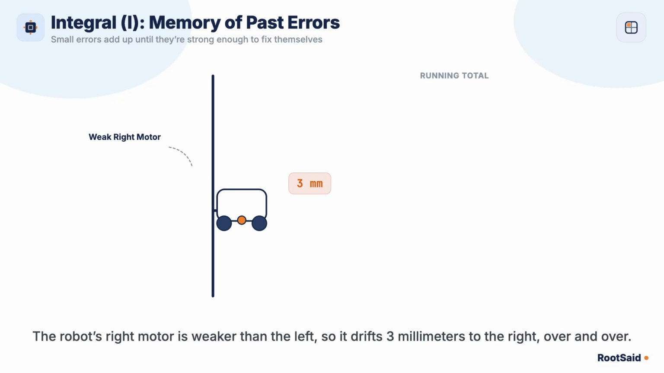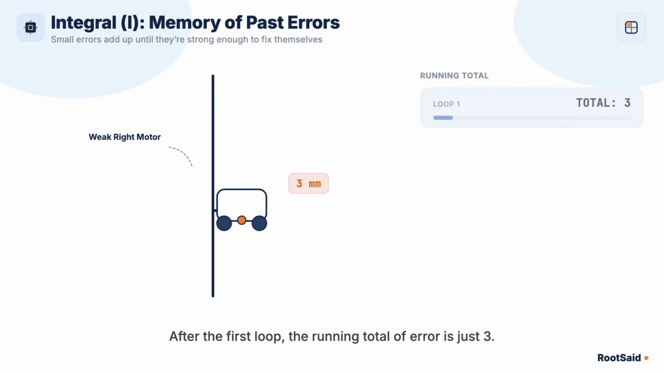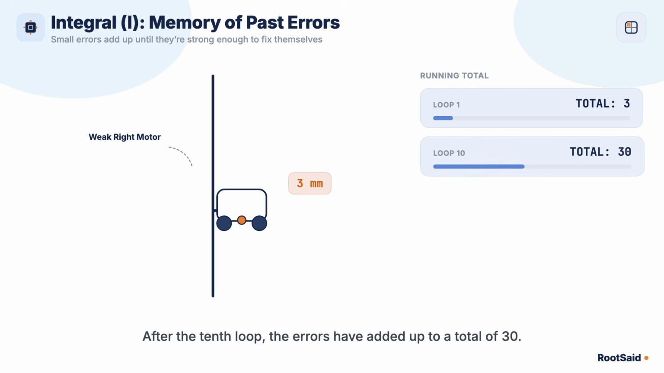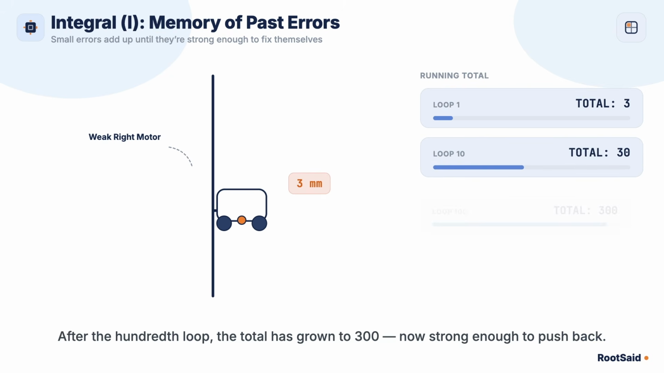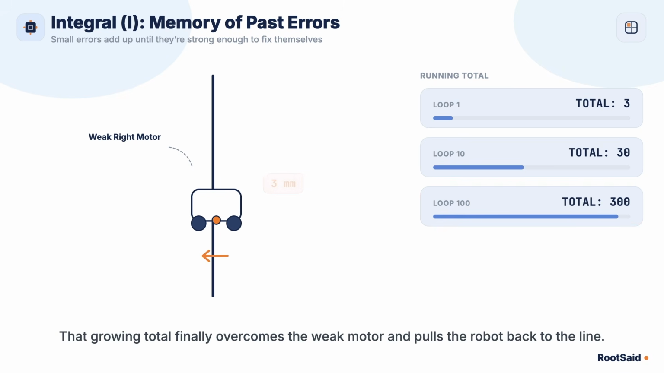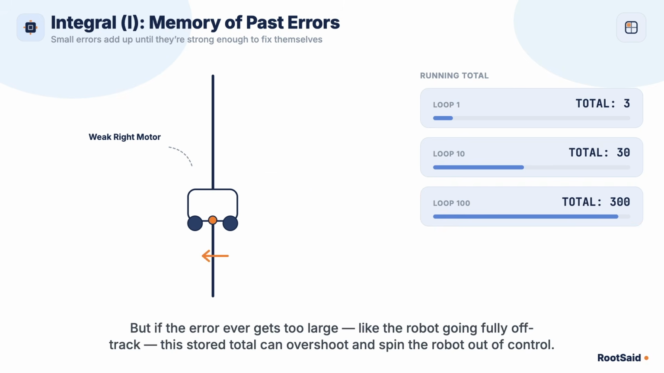For example, our robot is stuck 3 millimeters to the right because of the weak motor. Let us say the loop runs 100 times every second. After the first loop, the total will be 3. After the 10th loop, the total will be 30. After the 100th loop, the total will be 300. So after one full second, the total keeps growing.